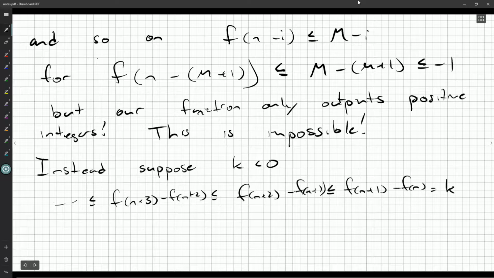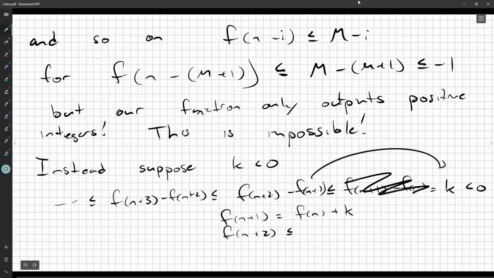And so on. Right? But this thing is definitely less than 0, so these ones will not be able to be equal. Okay? And then, well, what can we say? So f(n+1) is f(n)+k, and f(n+2) is going to be less than or equal, so just ignore this part, bring this over to this side. This difference must be less than or equal to k, so f(n+2) must be less than or equal to f(n+1)+k.